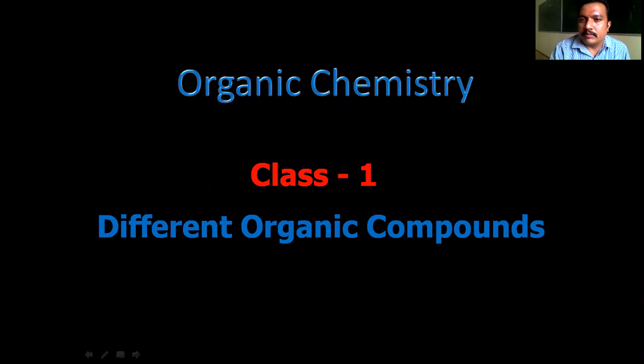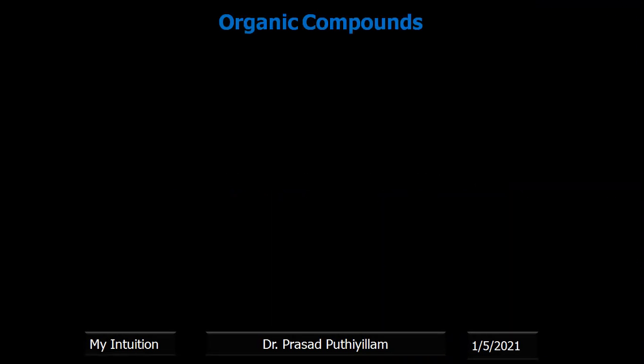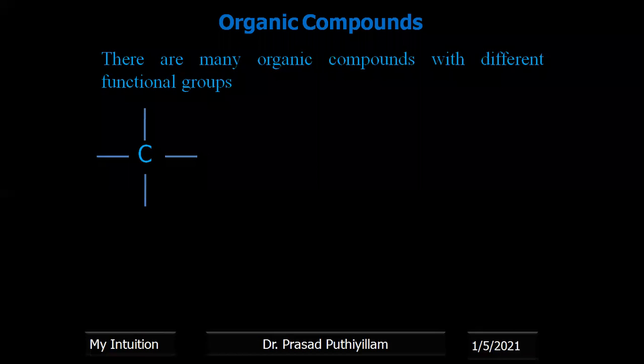It's about organic molecules and their properties, applications. So different organic molecules or different organic compounds. There are many organic compounds with different functional groups. Say if I represent a carbon, carbon can form a tetravalency, it can form 4 sigma bonds. It can form sigma bond with another carbon atom. Therefore, a large number of organic molecules are present because of this property of carbon.